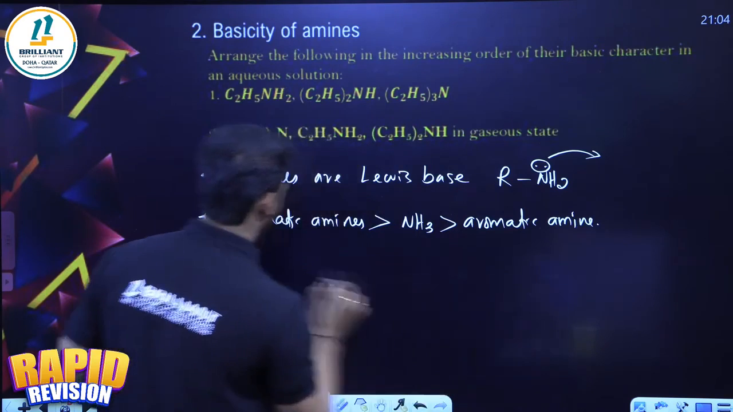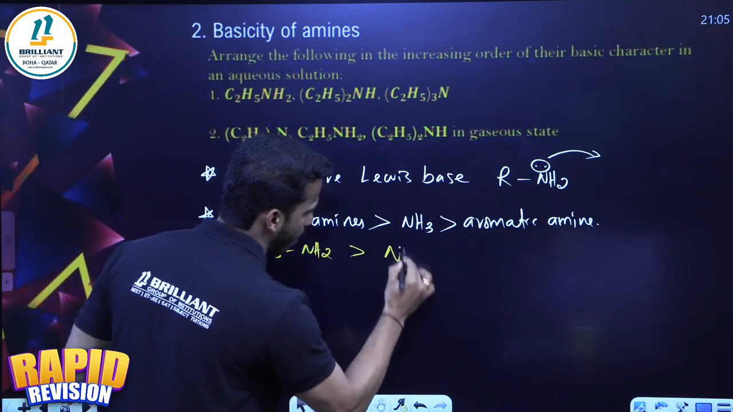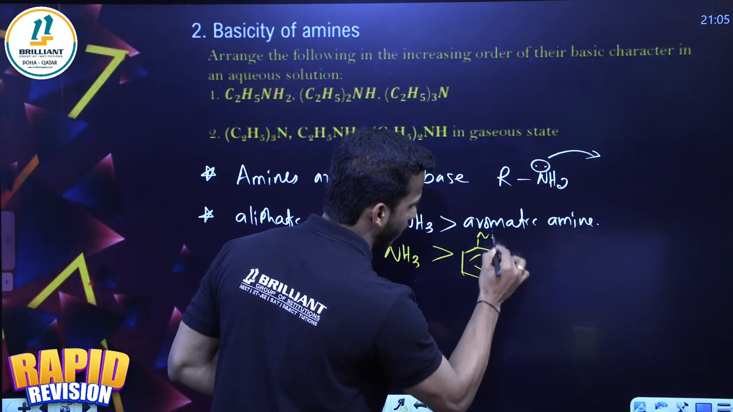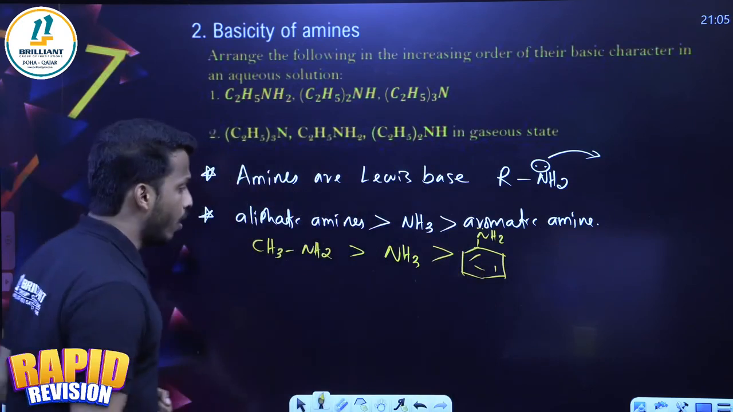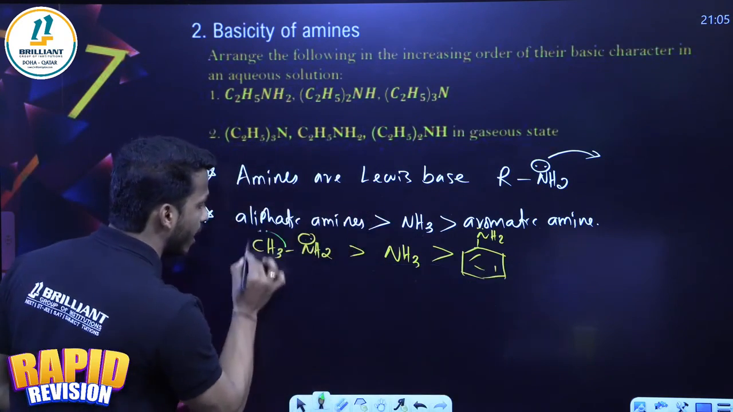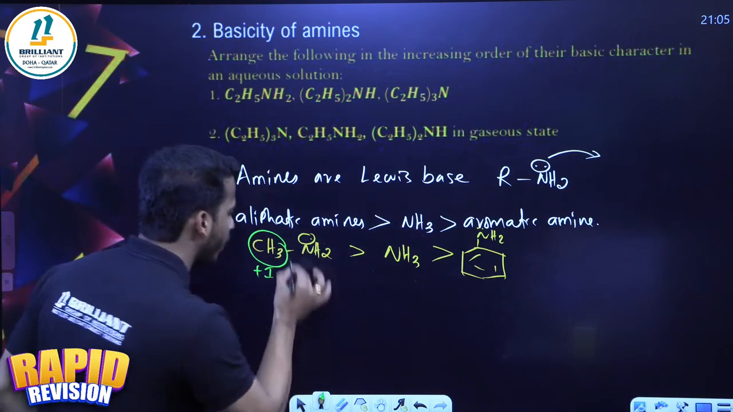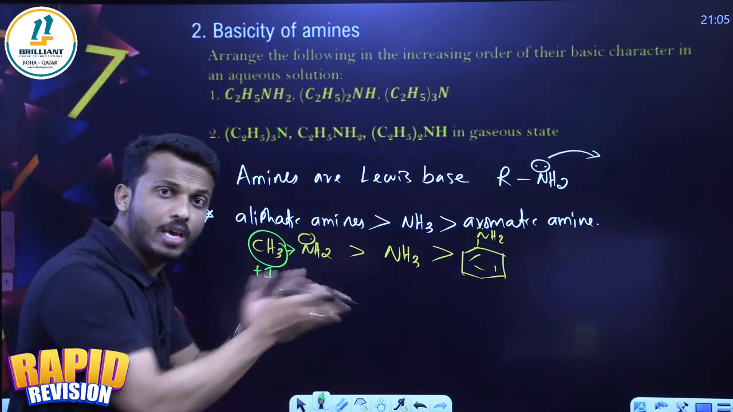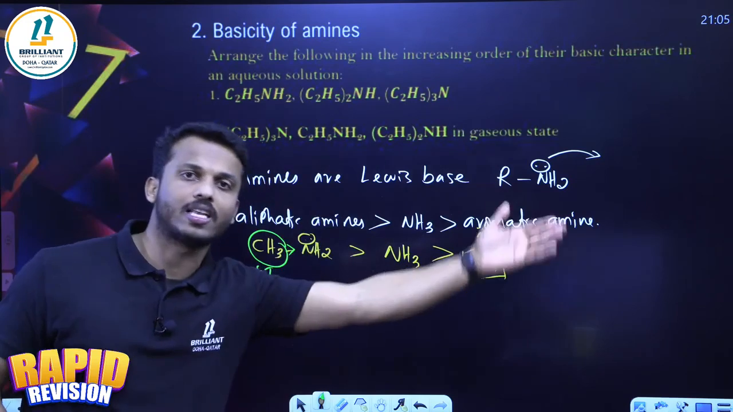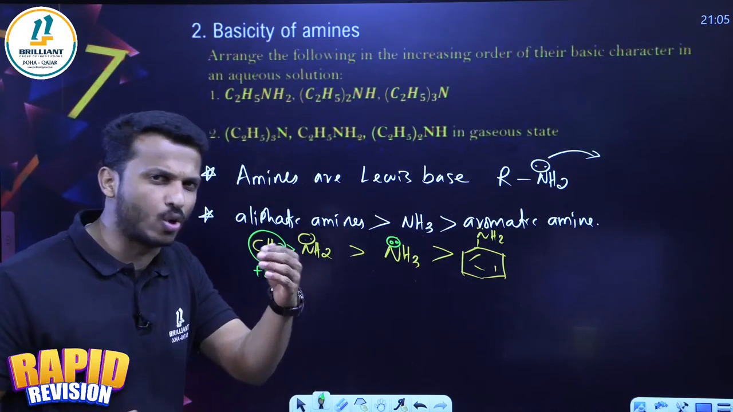So for example, methanamine, then ammonia, and then aniline. Why is methanamine more basic? Because it contains a +I group, meaning an electron donating group. If it is electron donating, it will give more electrons towards nitrogen and it is richer in electrons. It can easily donate its lone pair, whereas ammonia also can donate a lone pair, but there is no donating group.